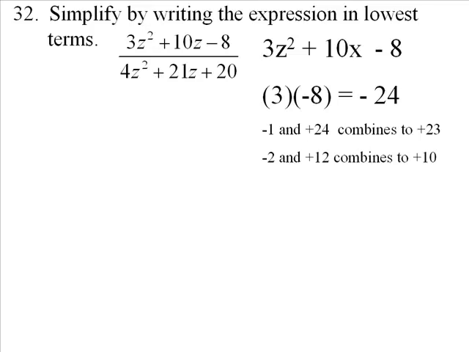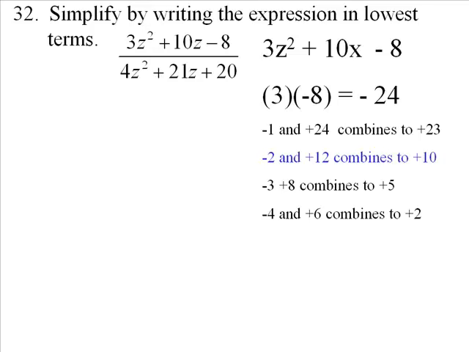A negative 2 times 12 will give you 24. That's 24 divided by 2 is 12. And when you add those two, you get 10. Now that's the one we want. But let's go on. You have 3 times 8 is 24. When you combine negative 3 and plus 8, you get a plus 5. And minus 4 and plus 6 combines to give you plus 2. 4 times 6 is 24, and negative 4 plus 6 equals 2.